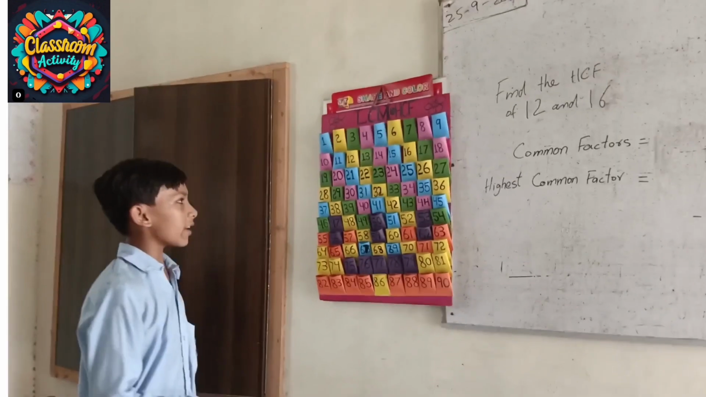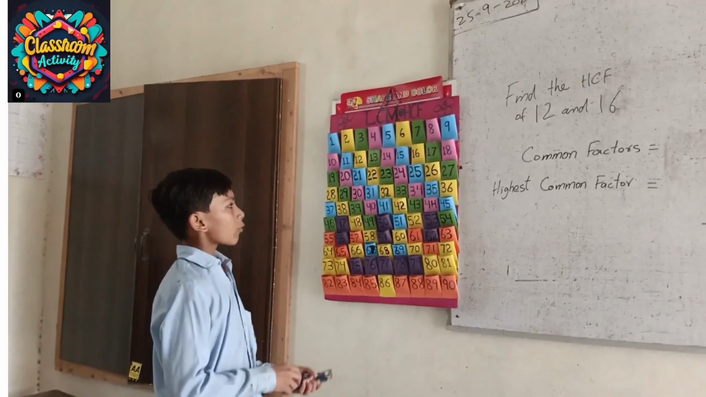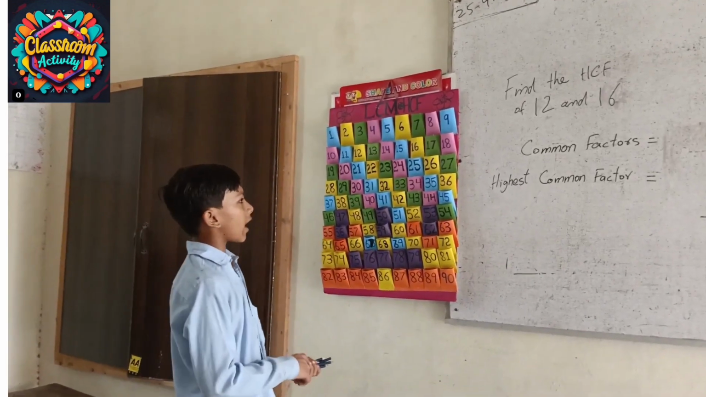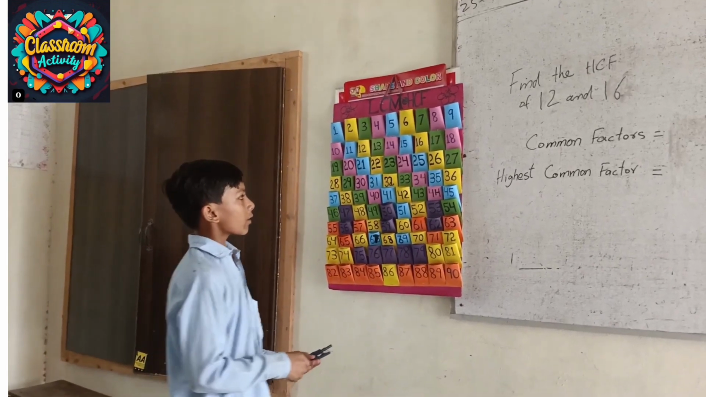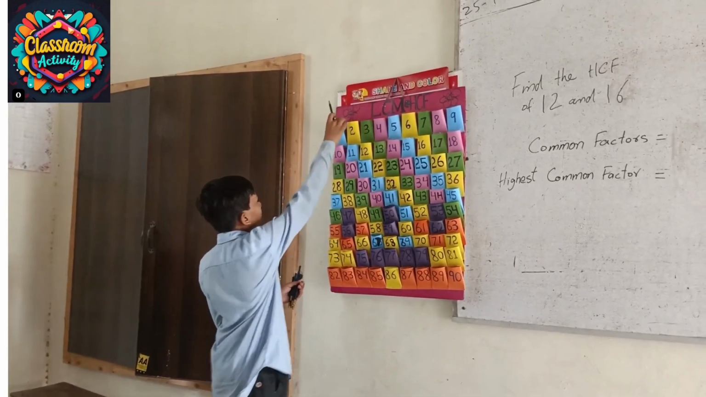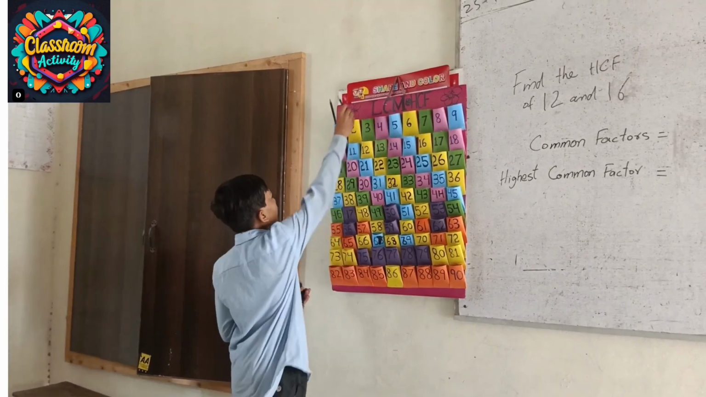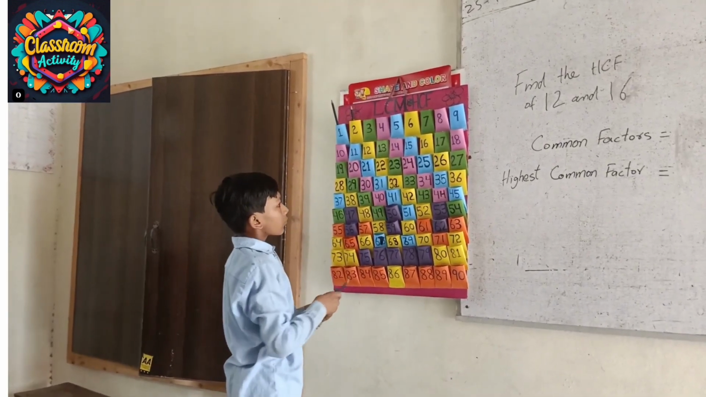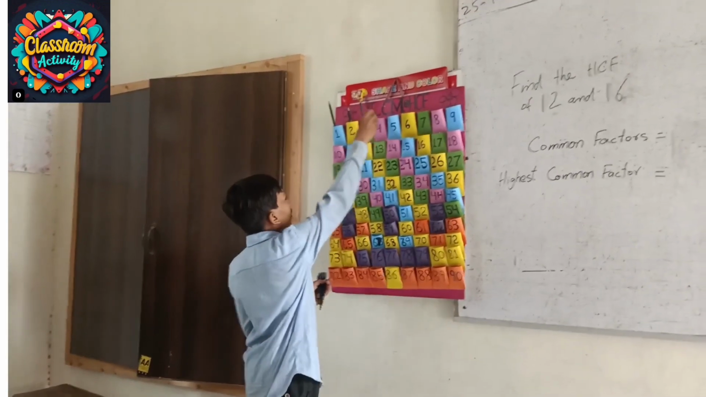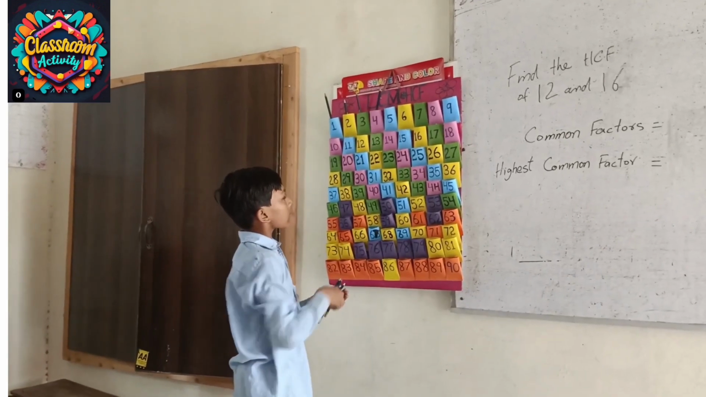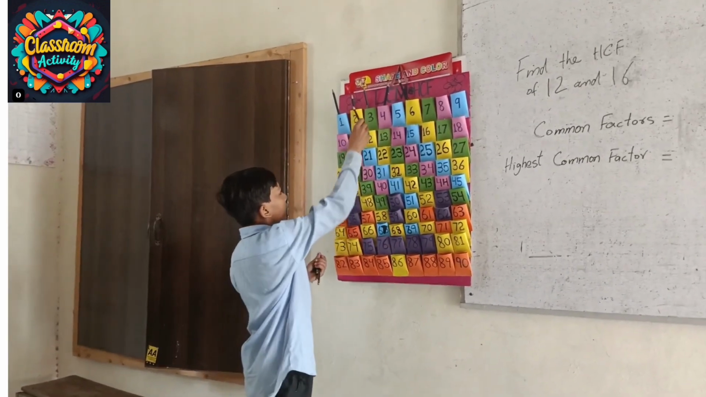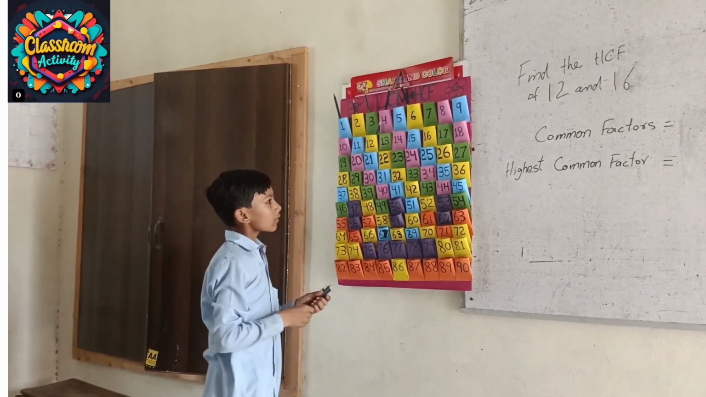We will find the HCF of 12 and 16. Firstly, we will find the factors of 12. 1 is a factor of 12. 2 is a factor of 12. 3 is a factor of 12. 4 is a factor of 12. 6 is a factor of 12. 12 is a factor of 12.